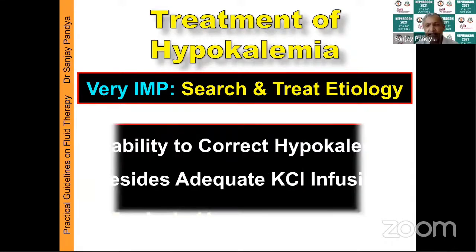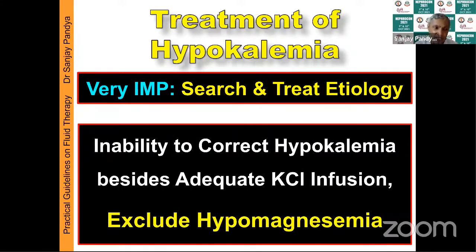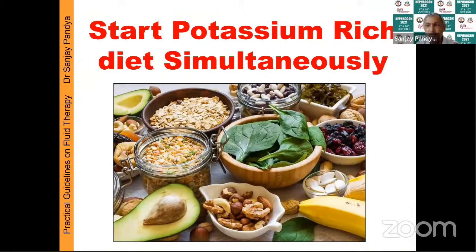And the second thing: if the patient has hypomagnesemia, in the presence of hypomagnesemia we will not be able to correct hypokalemia. So in all patients of hypokalemia, always look at the magnesium, and a large number of patients also need magnesium supplementation. To start with, we vigorously treat hypokalemia with potassium supplementation, but simultaneously we provide an oral potassium-rich diet, that is to cover the deficit.